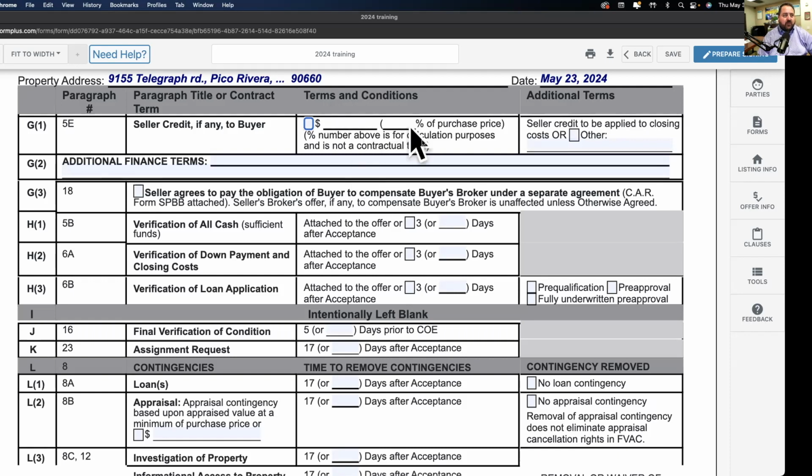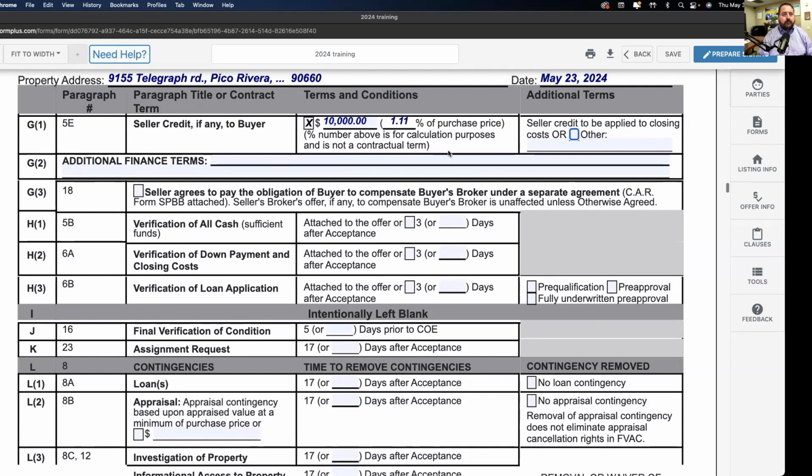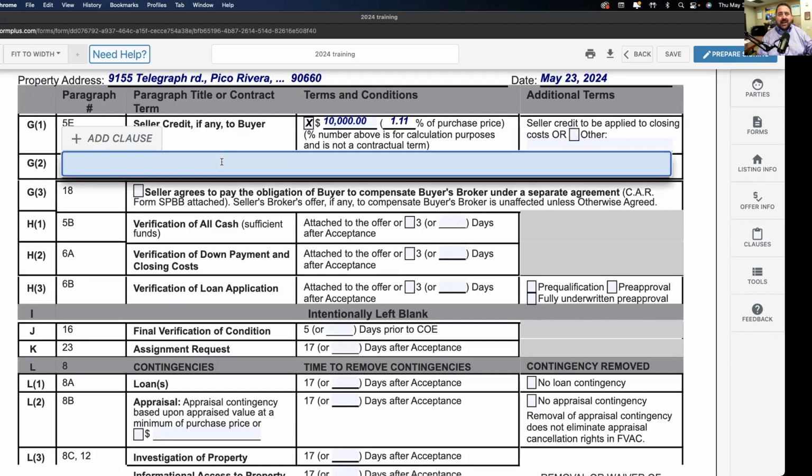That's what we're going to put in for credits. That's where the credits go. That's the only place they go. Don't write them anywhere else in the purchase agreement. So if you are requesting a credit, in this case, we'll say it's just $10,000. We're requesting a $10,000 credit, and we want that to be for closing costs. That's it. Plain and simple. Okay? Very straightforward. Now, additional financing terms here.